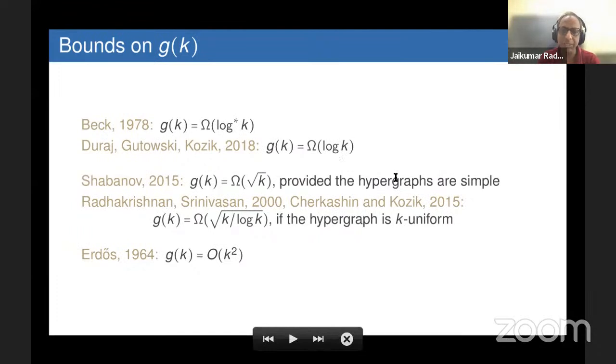Now, for special hypergraphs, hypergraphs that are simple, that is, where whenever two edges intersect, they intersect on only one vertex, there g of k grows at least as square root k.